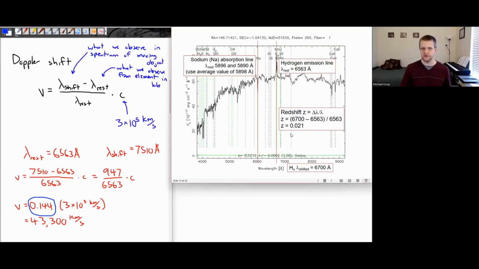We can do the same thing using the same galaxy, just a different spectral line. So let's use the sodium line in this case. Ordinarily, it shows up at 5,898 angstroms. In this spectrum, it's showing up just over 6,000, so let's call that 6,010 angstroms. Try to repeat the calculation and see if you get the same redshift and the same radial velocity for this galaxy. So pause the video and give that one a try.